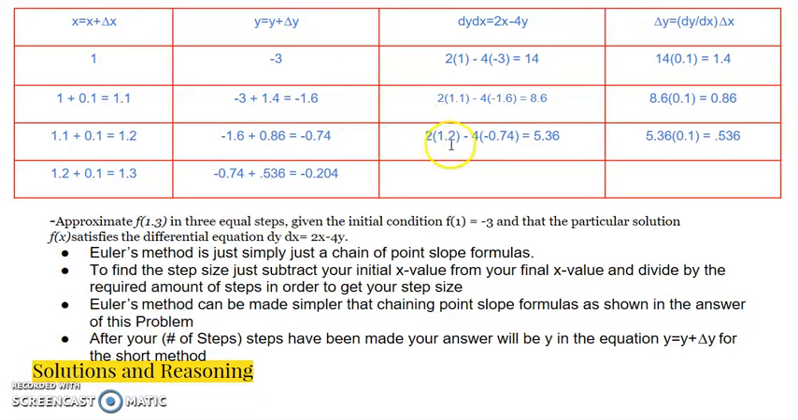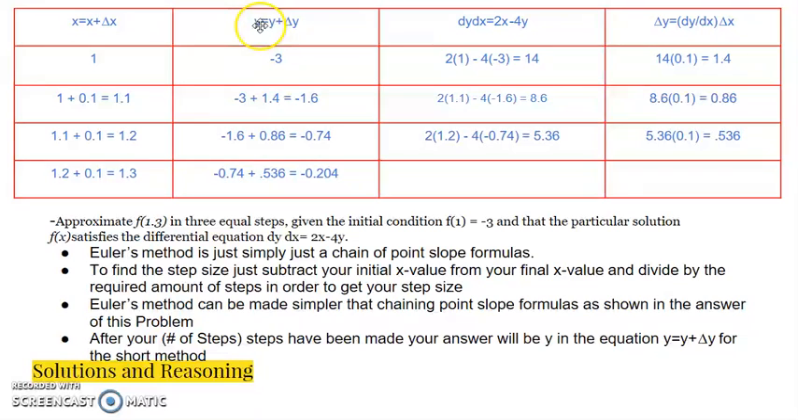So we'll go up right here to 1.1 times -4, 1.6, and we get the 1.6 from the y right here, and that finds our slope for our new line, because Euler's method is, as I said before, just a chain of point-slope formulas. Then we'll keep going and completing this table until we get to our x equals 1.3 mark right down here.